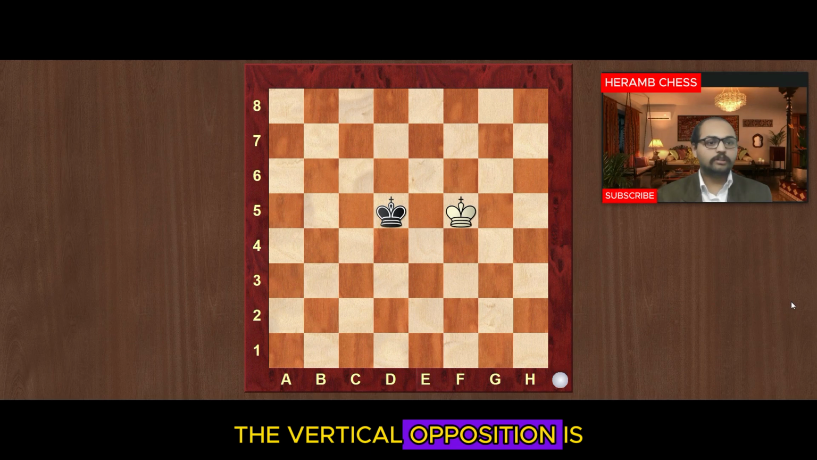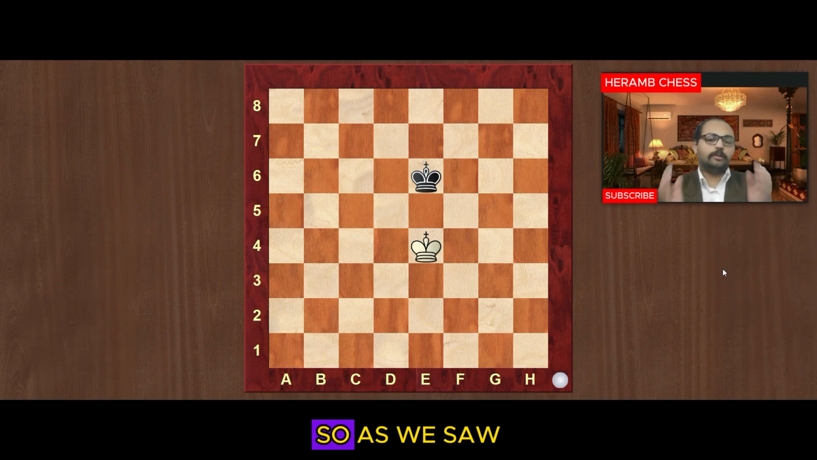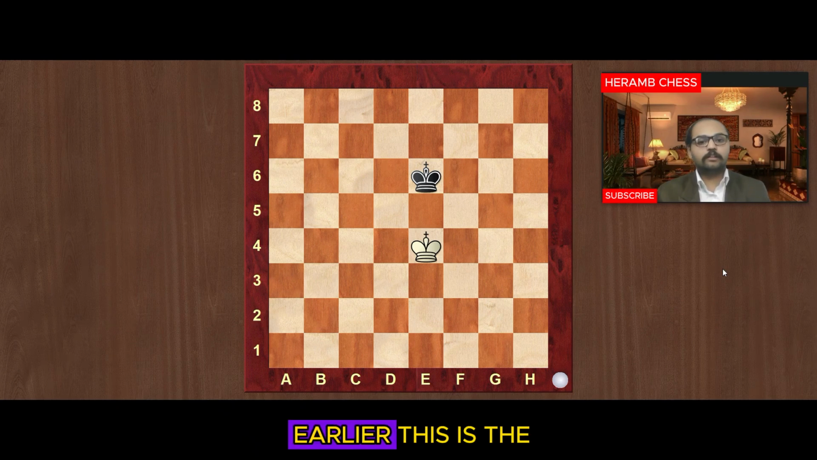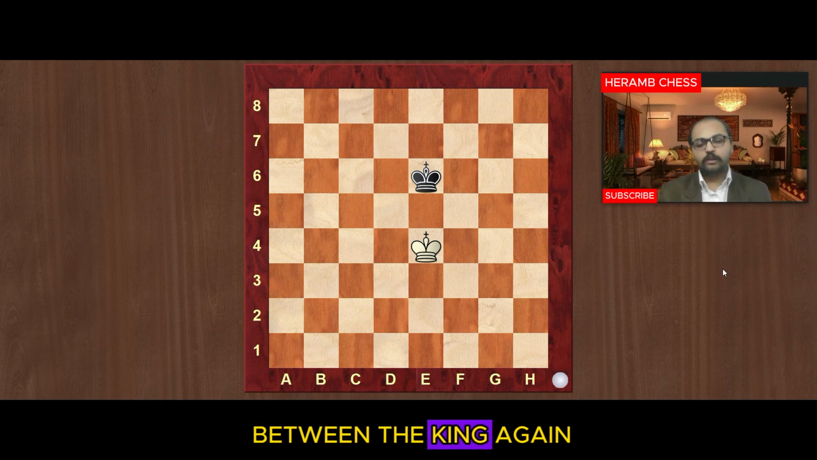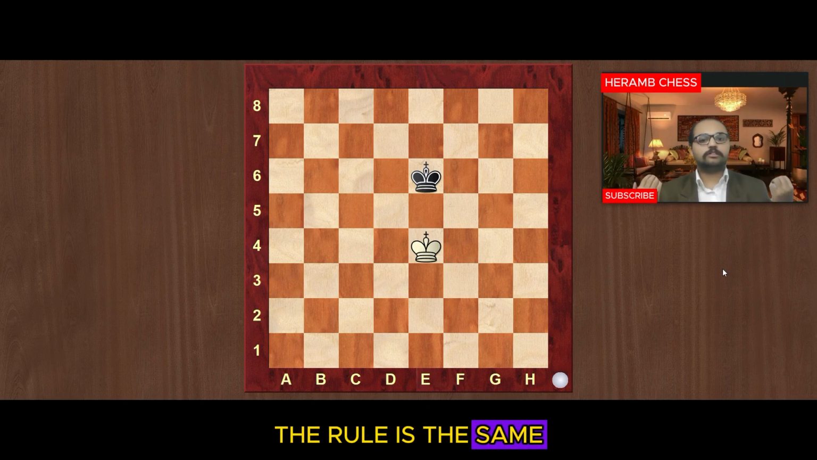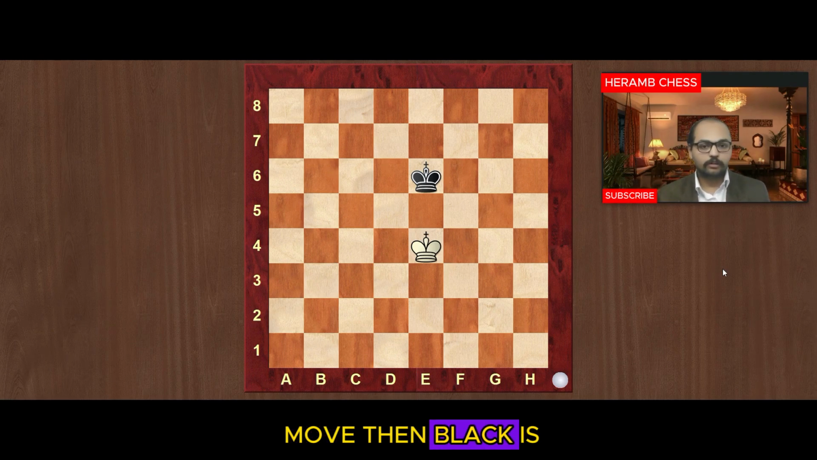The vertical opposition is what we saw earlier. I will show it one more time. As we saw earlier, this is the vertical opposition. The kings are like this. There is one square between the kings. Again, the rule is the same. The side which has to move is at a loss. So if it's white to move, white is at a loss. If it's black to move, then black is at a loss.